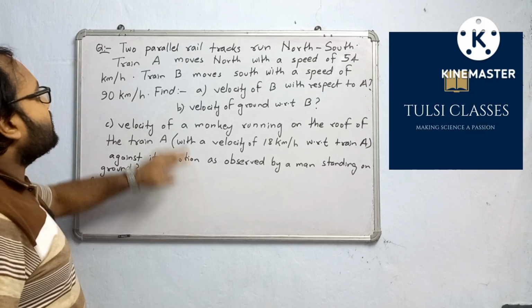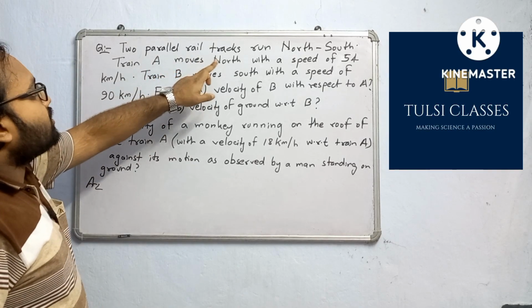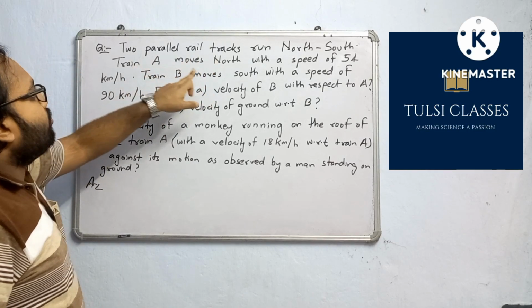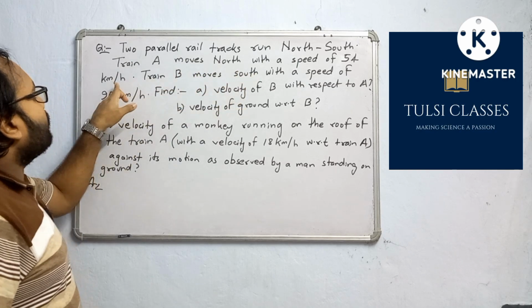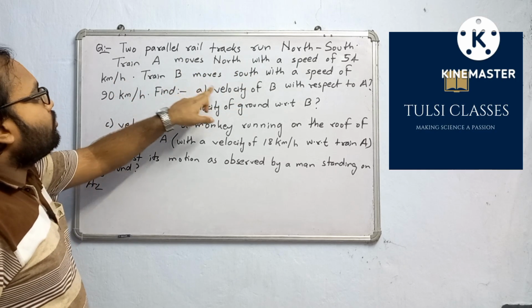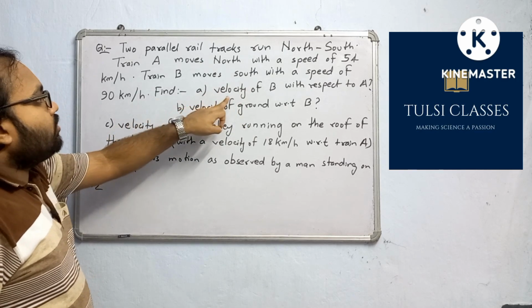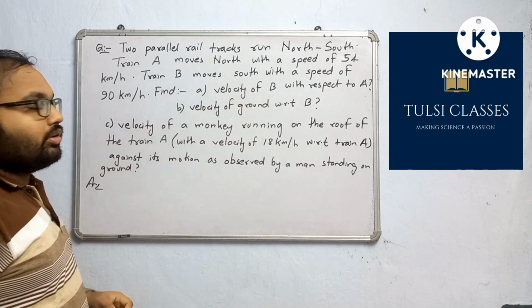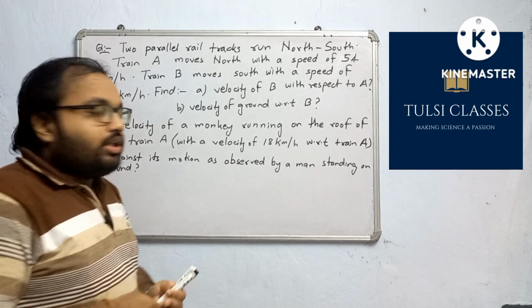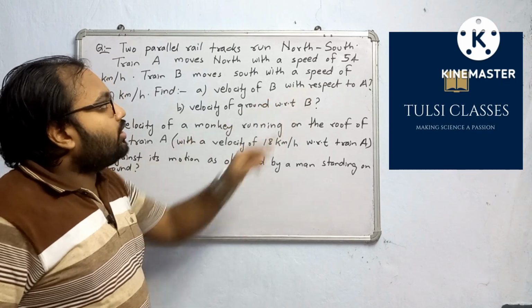Here the given question is saying two parallel rail tracks run north-south. Train A moves north with a speed of 54 km per hour. Train B moves south with a speed of 90 km per hour. Find velocity of B with respect to A. A part is saying find velocity of train B with respect to train A.